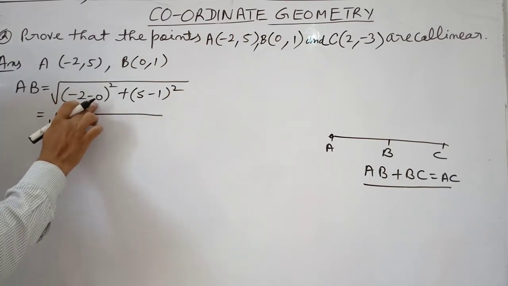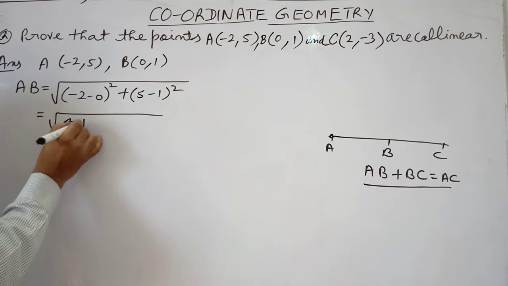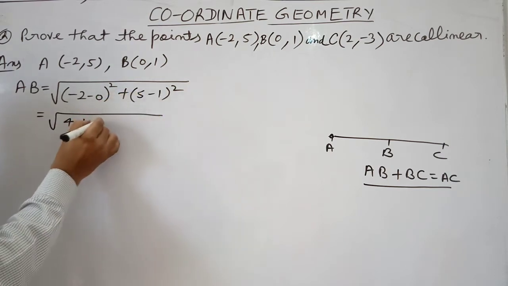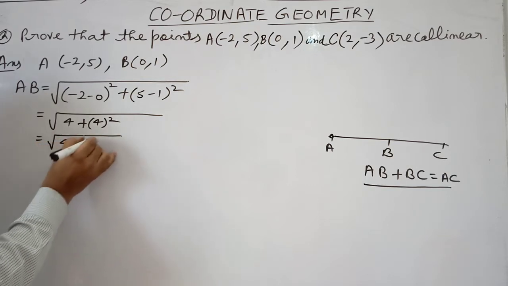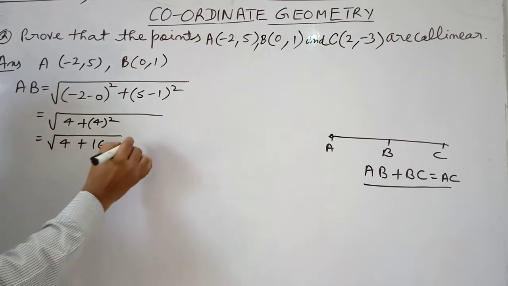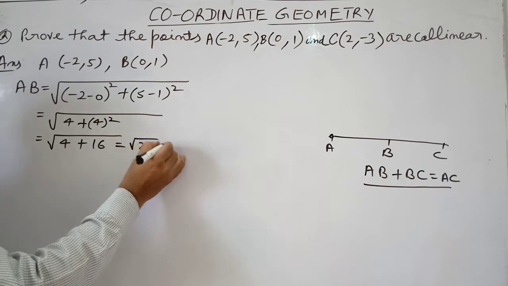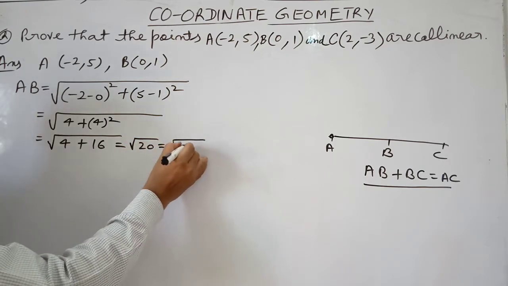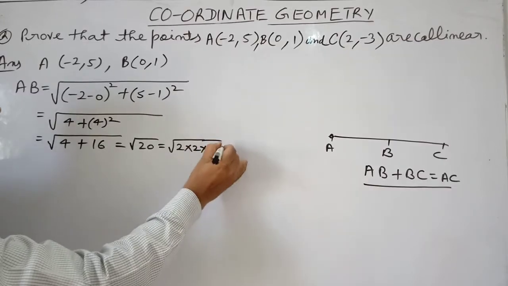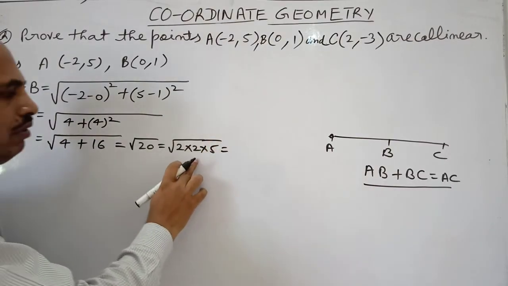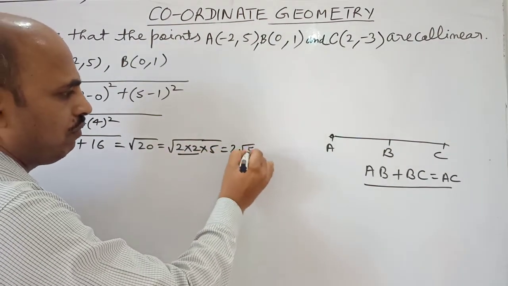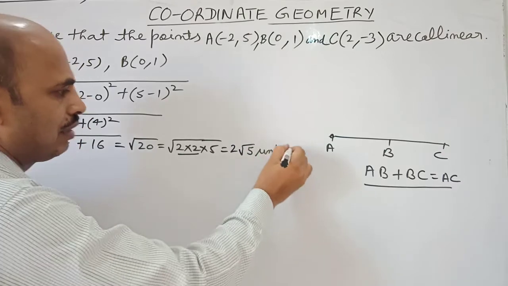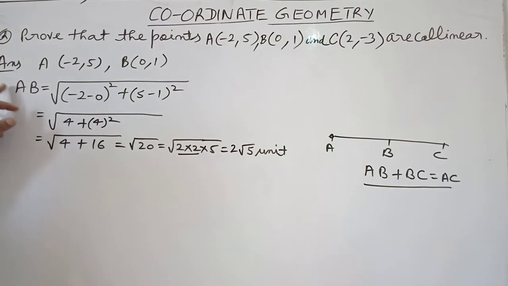Minus 2 minus 0 is minus 2, square is 4. 5 minus 1 is 4, 4 square is 16. 16 plus 4 is 20. Root 20, factor 20 as 2 times 2 times 5, a pair of 2 is complete, so 2 root 5 unit. This is AB. AB is 2 root 5 unit.